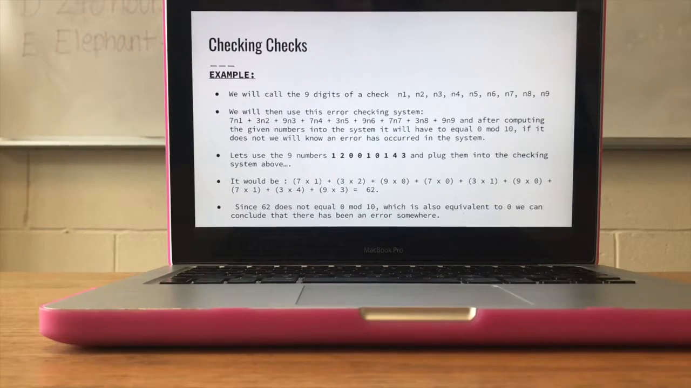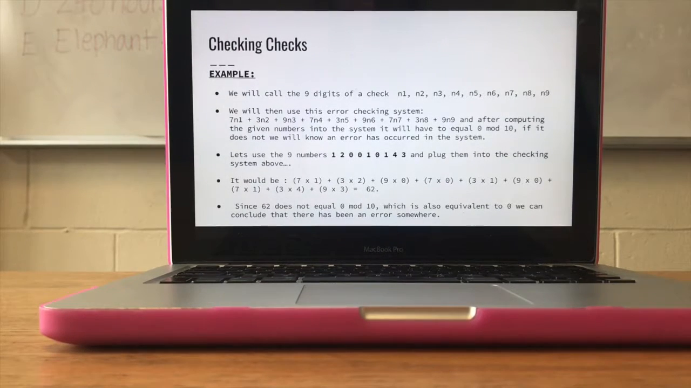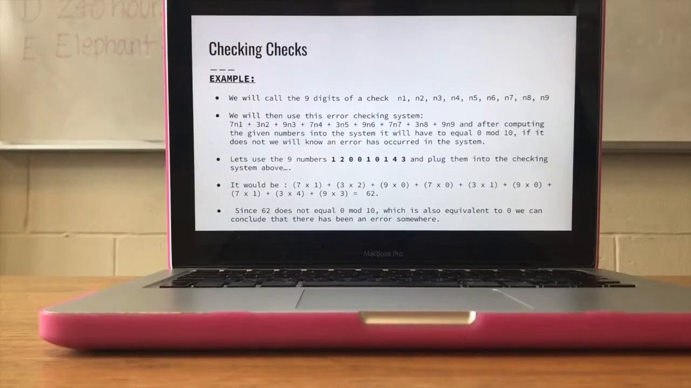Let's say that the 9 numbers are 1, 2, 0, 0, 1, 0, 1, 4, 3, and plug them into the system above. It would list as it does below, and it equals 62. Since 62 does not equal 0 mod 10, which is also equivalent to 0, we can conclude that there has been an error somewhere in the system.